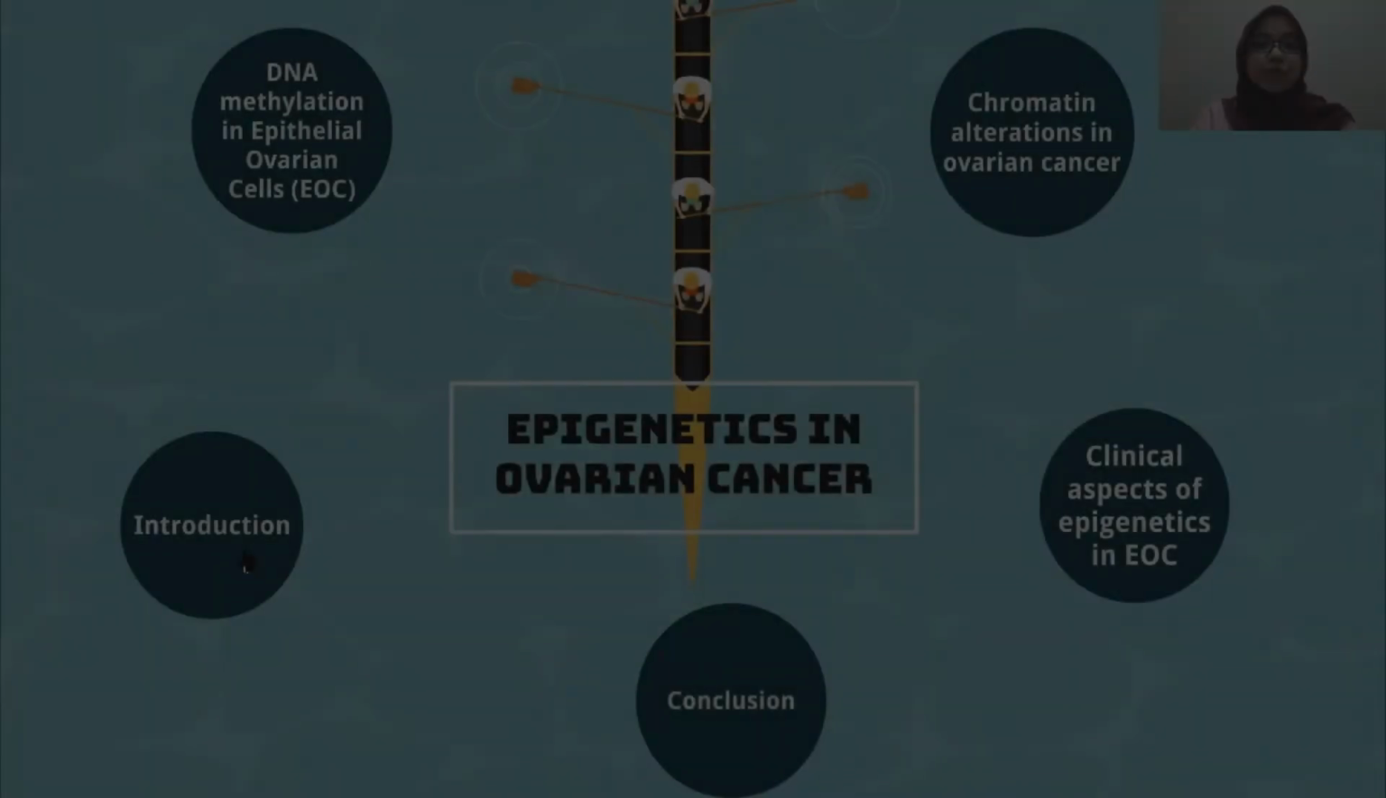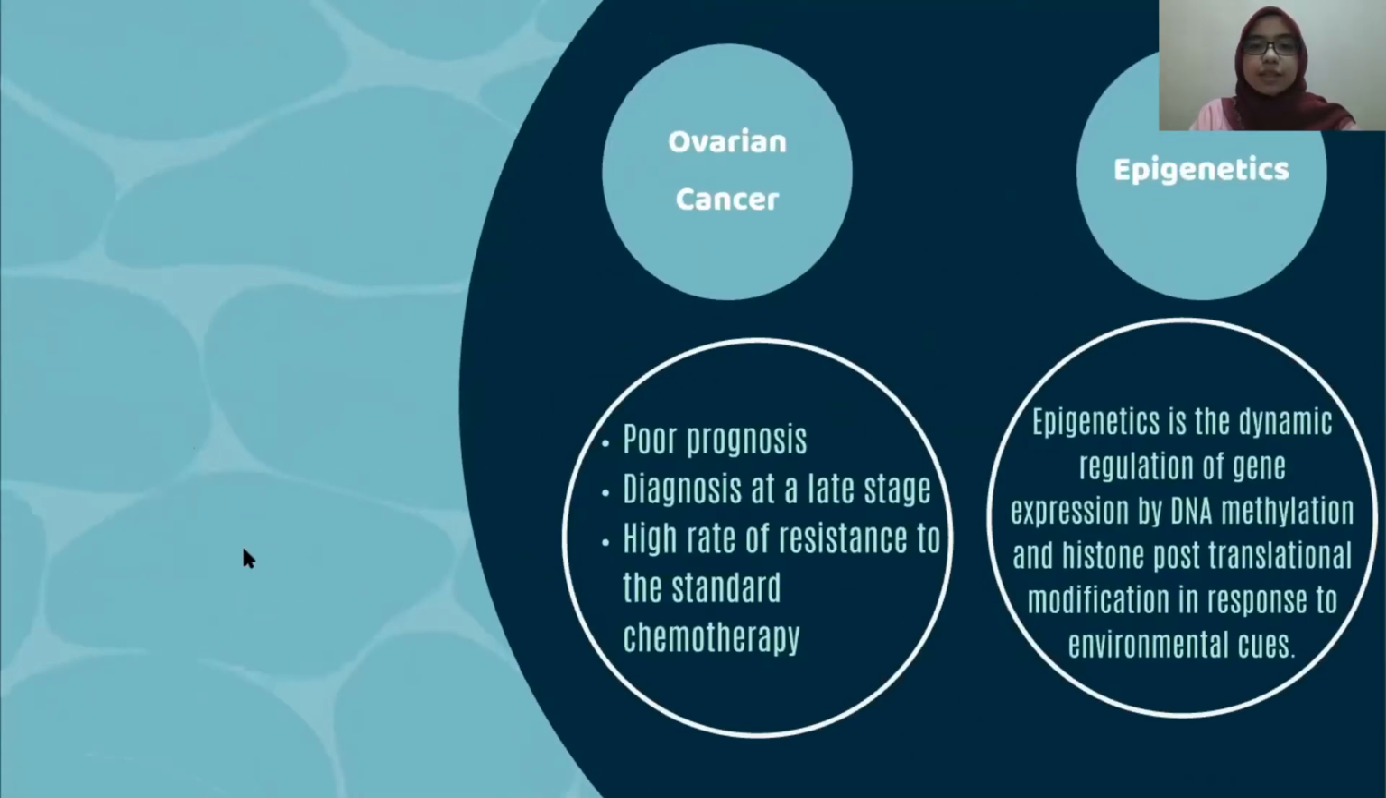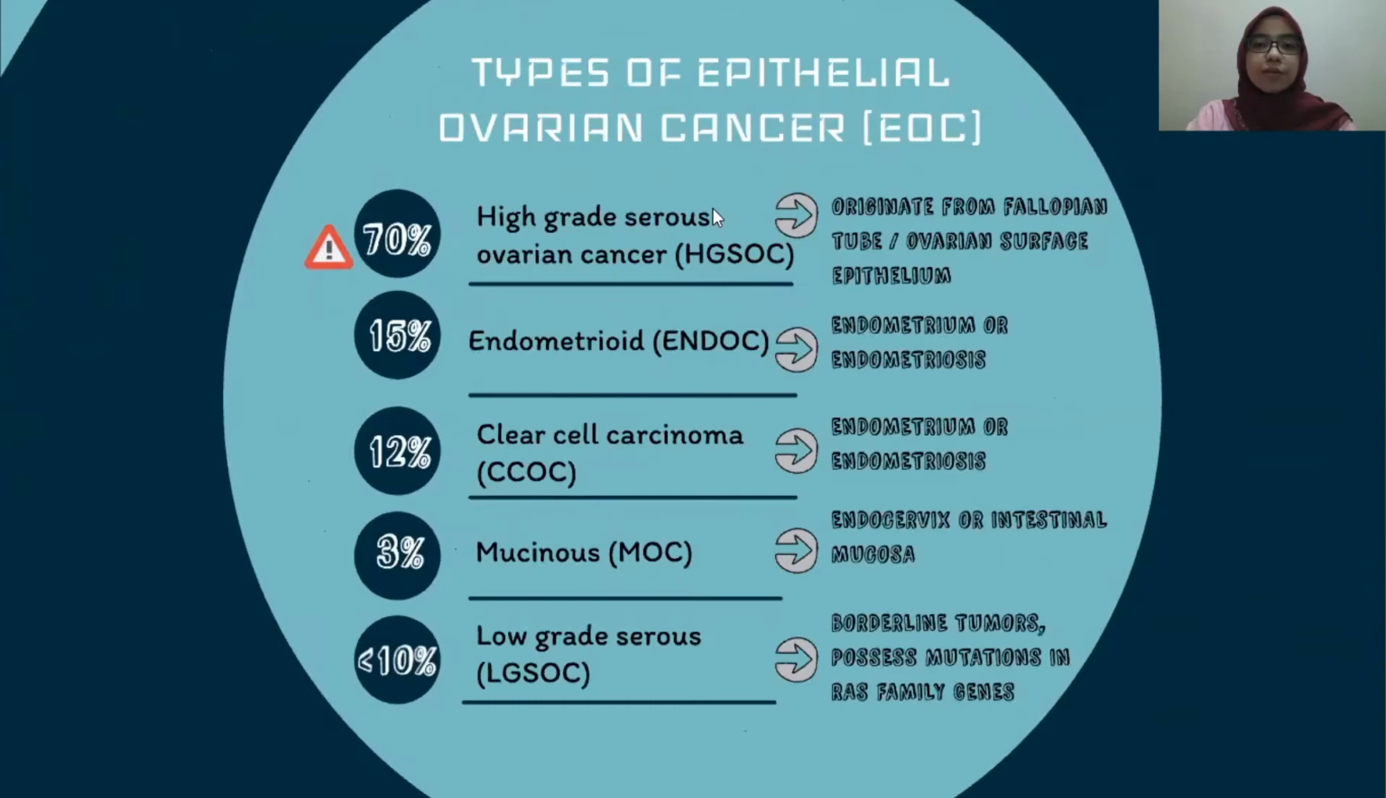Let's start. For the introduction, there are two terms that will be explained thoroughly. Firstly is ovarian cancer and secondly is epigenetics. Ovarian cancer is a disease that has a poor prognosis, is diagnosed at a late stage, and has a high rate of resistance to standard chemotherapy. There are types of epithelial ovarian cancer, which are HGSOC, ENDOC, CCOC, MOC, and LGSOC.